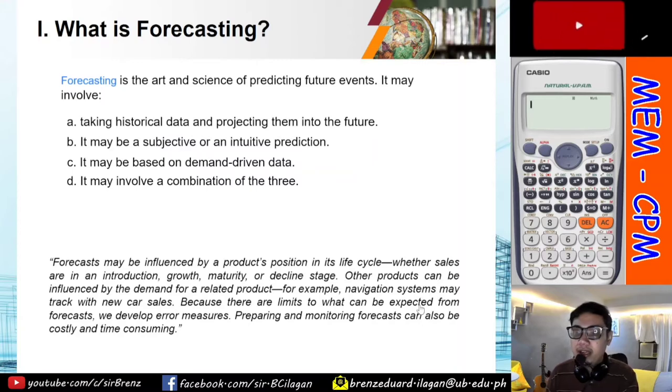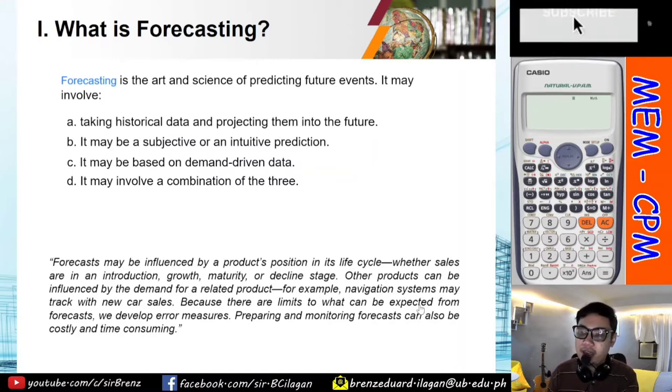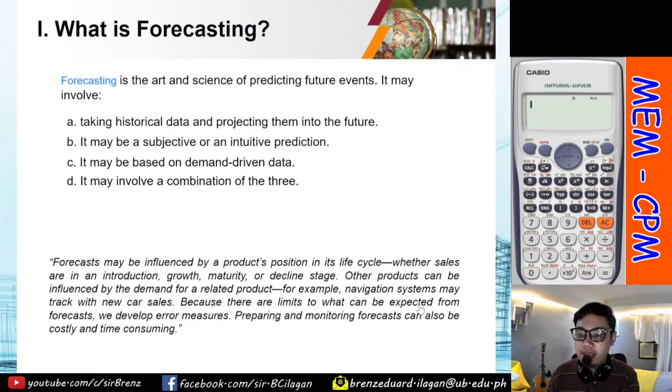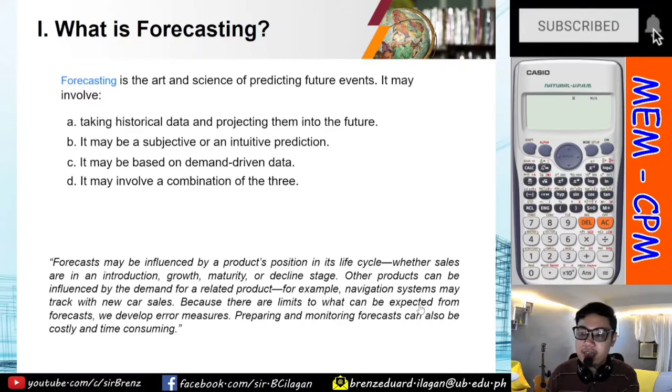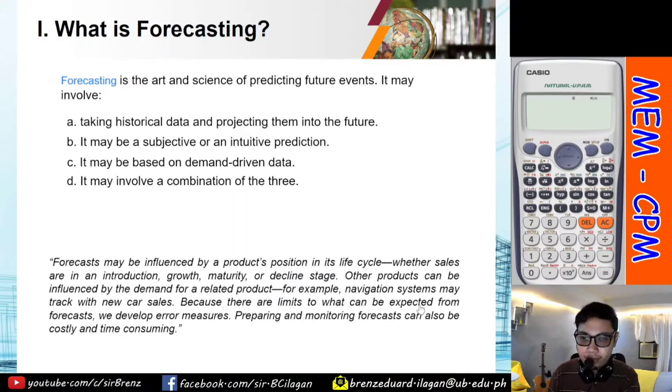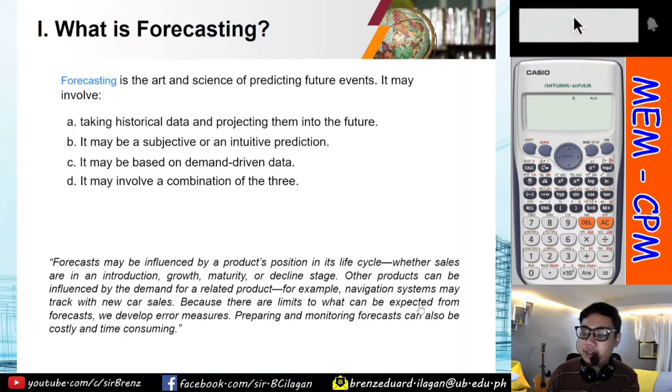A forecast may be influenced by a product's position in its life cycle, whether sales are in the introduction, growth, maturity, or decline stage. Other products can be influenced by the demand for a related product. For example, navigation systems may track with new car sales. Because there are limits to what can be expected from a forecast, we develop error measures. Preparing and monitoring forecasts can also be costly and time-consuming.